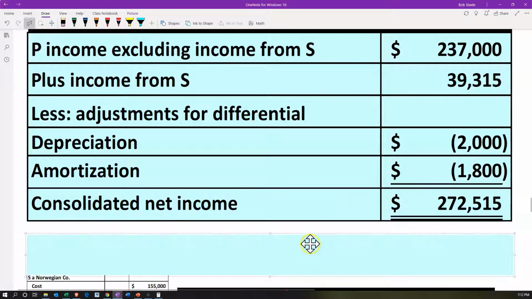That's going to give us the consolidated net income then. If we take this number plus this, minus this, that's going to give us the 272,515, the consolidated net income.